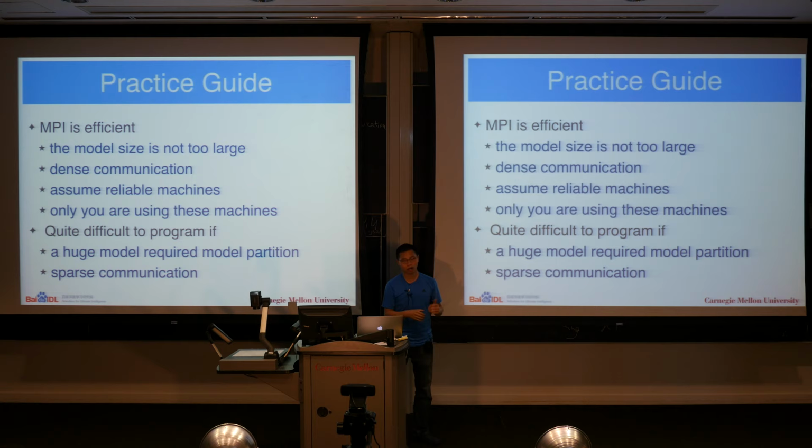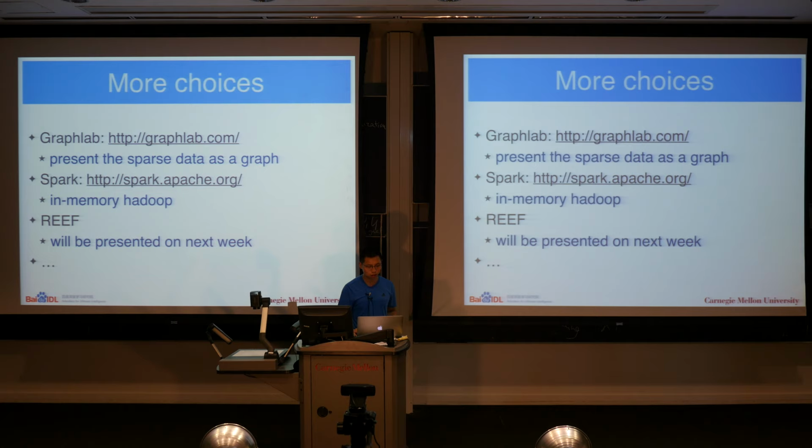And you have more choices. There's a bunch of distributed systems. For example, if you want to compute on a graph, GraphLab may be the best choice you can have. So for example, you want to compute PageRank, you want counting on the graph.